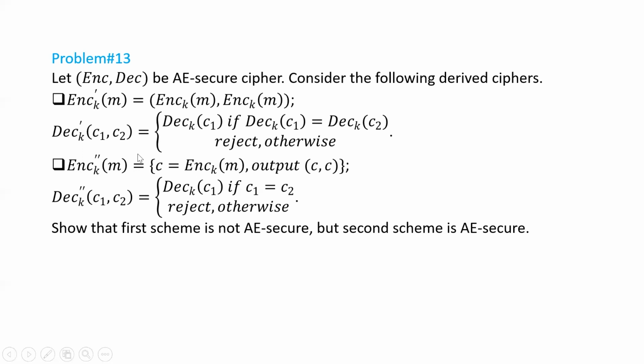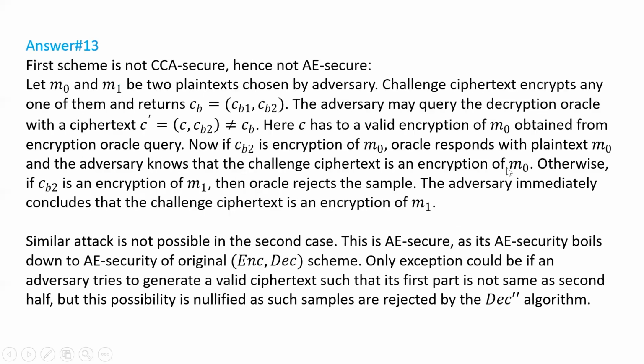Now, analyzing this scheme, let me proceed to the next slide. The first scheme is not actually CCA secure, and then we conclude that it is not AE secure also, because CCA security is a necessary property for achieving AE security. AE means authenticated encryption. So how do you do that?